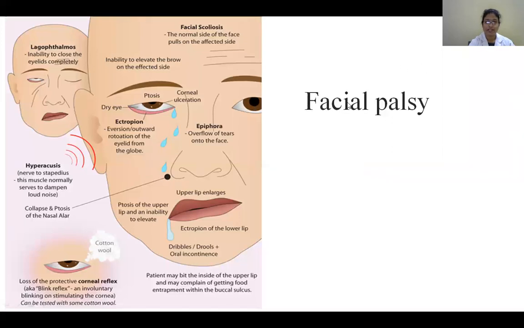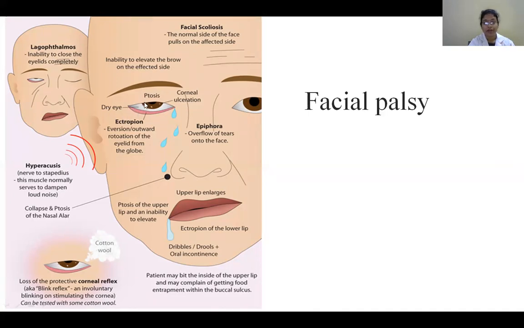So to summarize the different features of facial palsy, to start with, first would be facial scoliosis. Means the normal side of the face pulls on the affected side. Then there will be, because of involvement of frontalis muscle, the person is not able to elevate his eyebrows. Means there will be loss of horizontal wrinkling over the forehead. Next, coming here, there will be lagophthalmos. Means there is inability to close the eyelids completely.